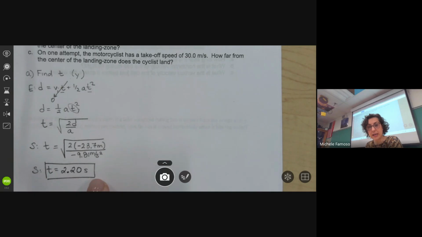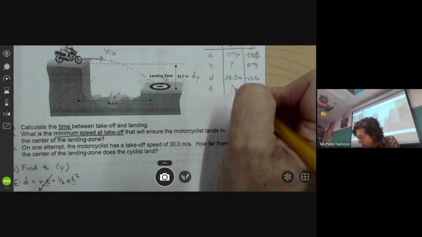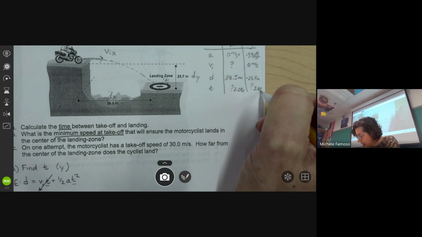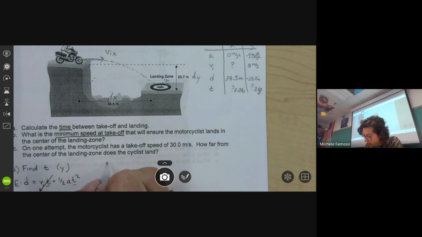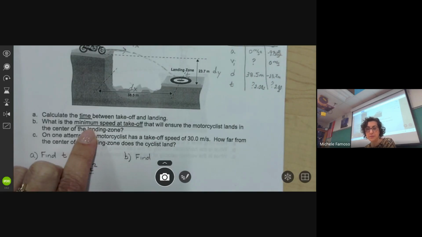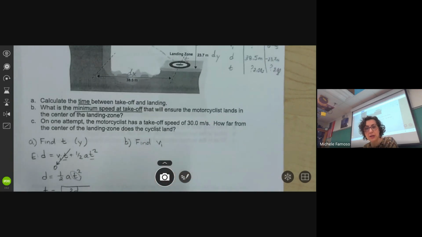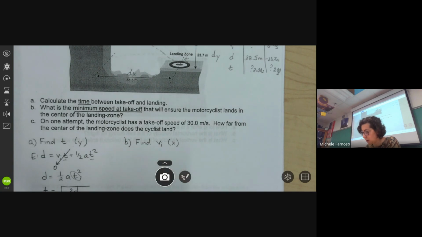I'm now going to take that time and come back, put that in my chart. It's 2.20 seconds for it to get to the landing zone over here. Okay, let's go to part B. Nikolai, what am I asking you to find in part B? The VI in which direction? So is that X or Y? That's the horizontal direction. That's in the X direction.